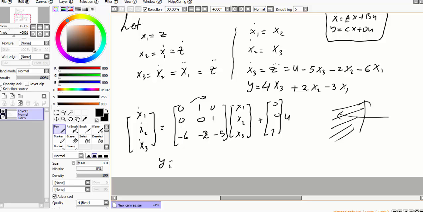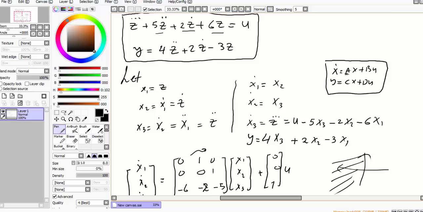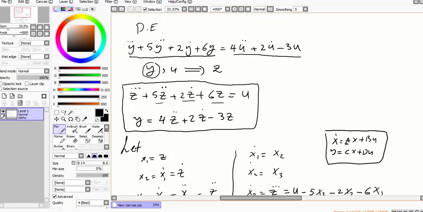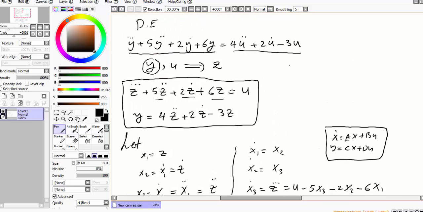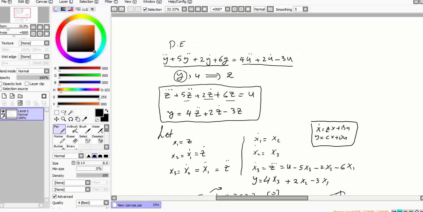And now y will equal, from this equation, minus 3 times x1 and 2 times x2 and 4 times x3. There is no D matrix here, so it is 0, and there's no need to write it. So this is our state space equation from this differential equation. I hope the answer is very clear, a simple technique.